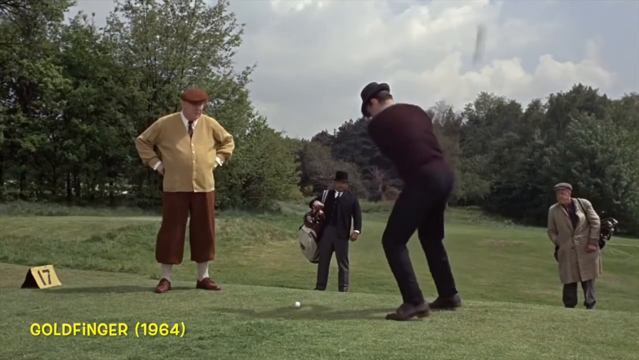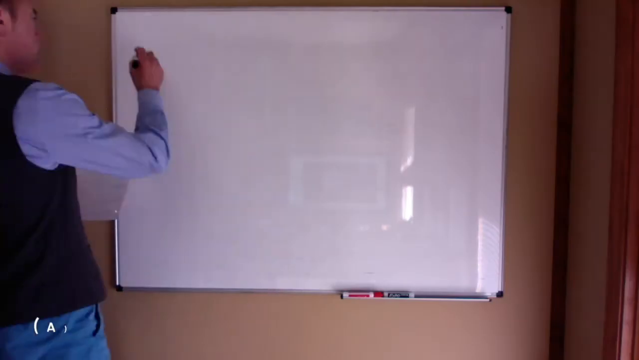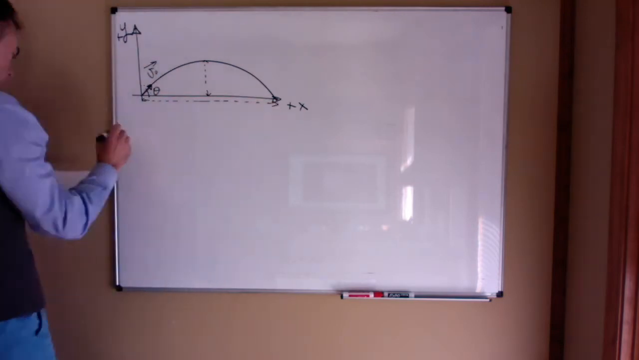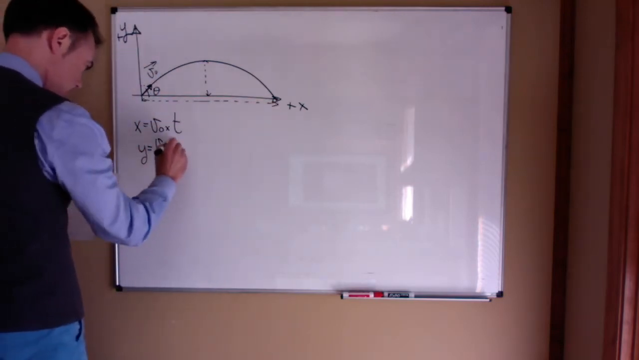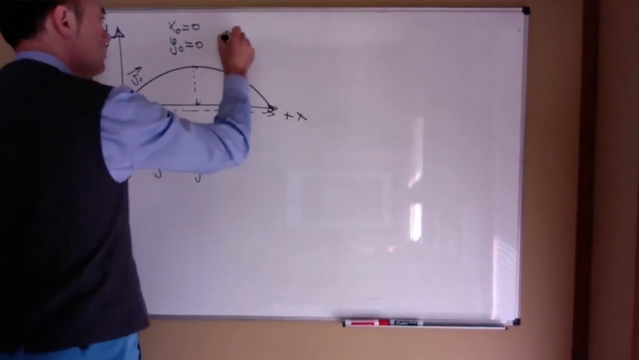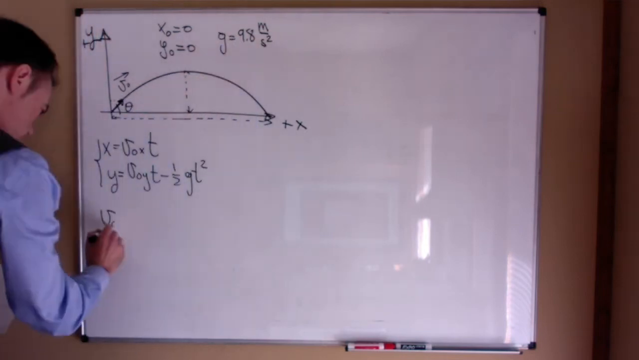Let's study parabolic motion. When there is no air friction, the equations of motion are an old friend of yours. Here I consider g as 9.8 meters per second squared, positive is up and to the right, with the initial velocity decomposed into x and y axes.